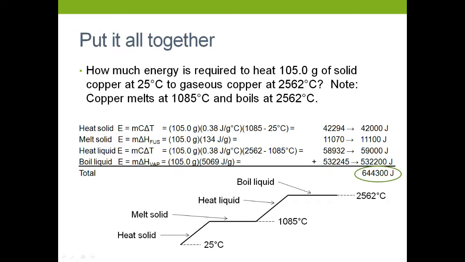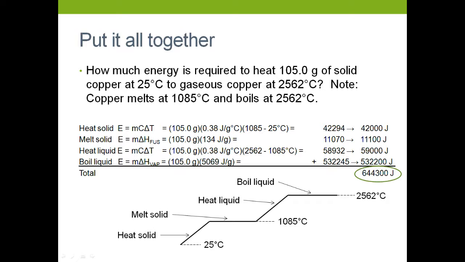Next, we have to heat the liquid copper. E equals mc delta T, 105 grams, 0.38 joules per gram degree Celsius, and then 2562 minus 1085. We multiply those together to get our answer. And finally, now we need to boil the liquid copper. E equals m delta H vaporization. 105 times 5069 joules per gram.